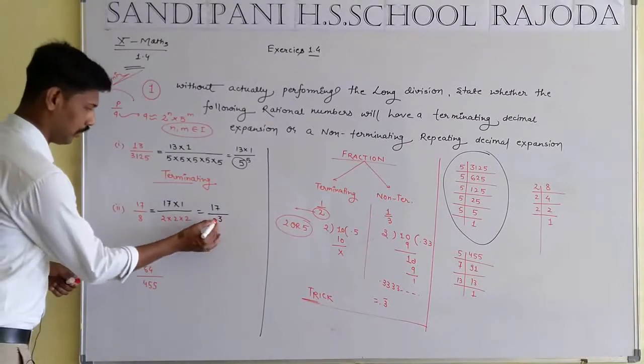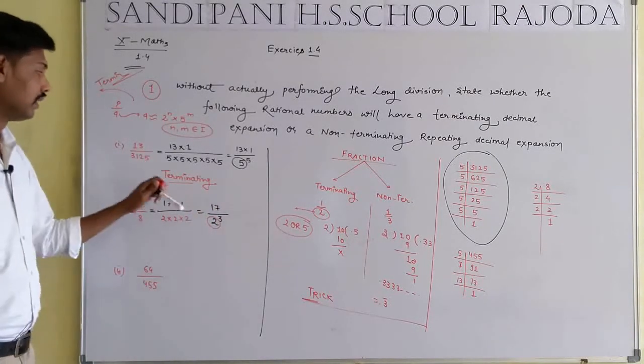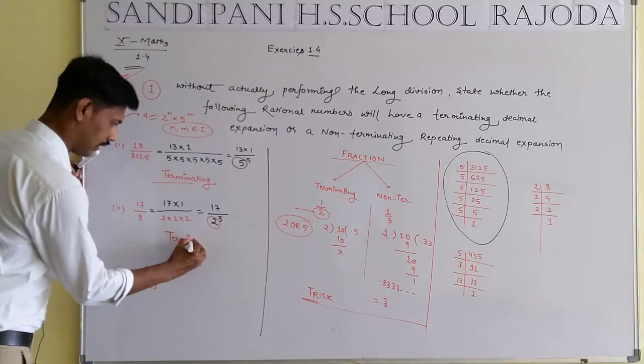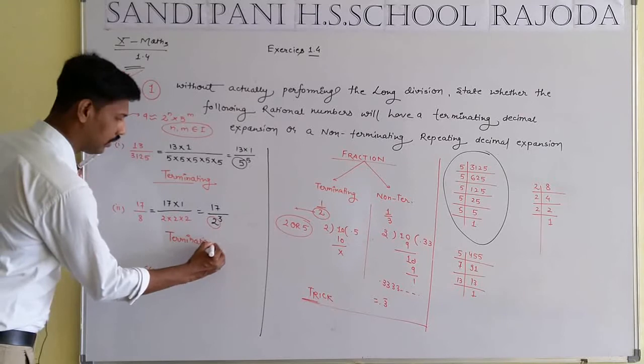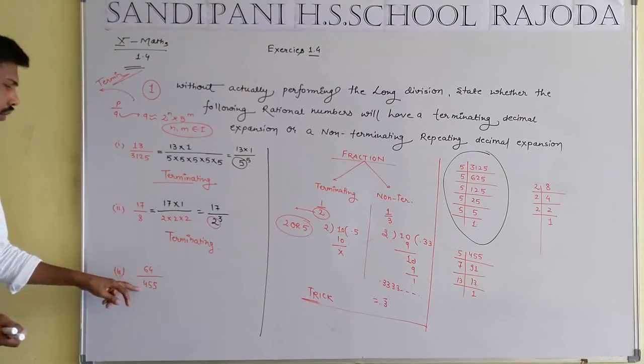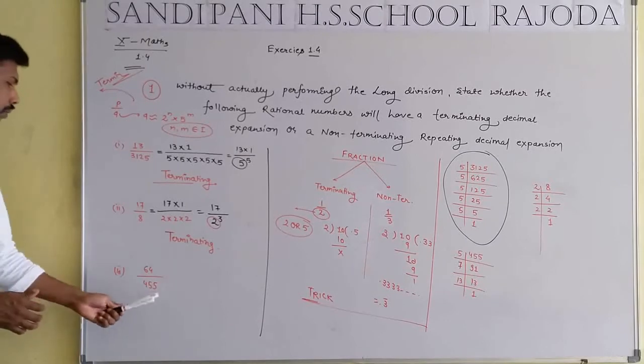Only a 2. 2 is the representation of terminating. That means again the solution is terminating. Now students, question number 3: the demand of the question is 64 whole by 455.